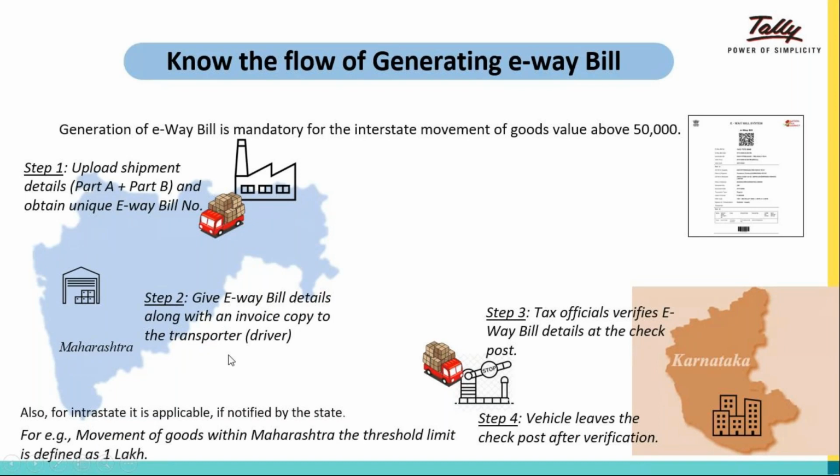The threshold limit for one particular state will be different from another state if it is an intra-state transaction. Here it says within Maharashtra, so we are taking the example of Maharashtra. For Maharashtra, the threshold limit is 1 lakh. If the invoice value is less than 1 lakh, there is no need to generate an e-way bill. But if it is more than 1 lakh, it is mandatory to generate your e-way bill in case of intrastate. For interstate, the threshold limit is 50,000 throughout the country.